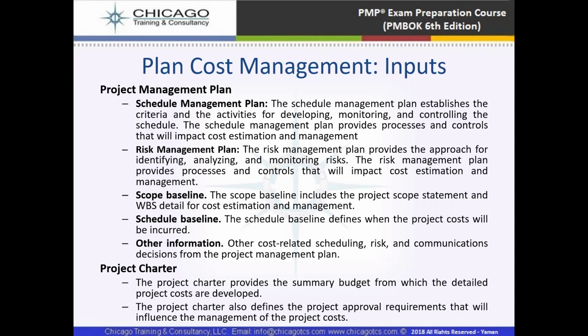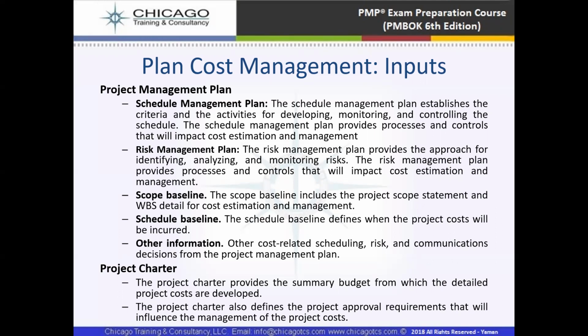Then there is the scope baseline. It is the scope statement and work breakdown structure details for cost estimation and management. So the scope baseline is necessary and it is part of the project management plan. And there is the schedule baseline. The schedule baseline defines when the project cost will be incurred. As I told you, for each month in the schedule, we have planned values. Those planned values will show us a high cost plan for those particular months. And other information like schedule, risk, and communication decisions from the project management plan.